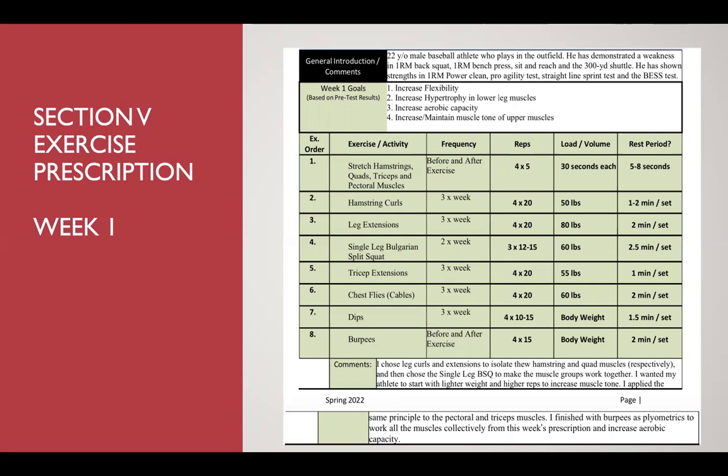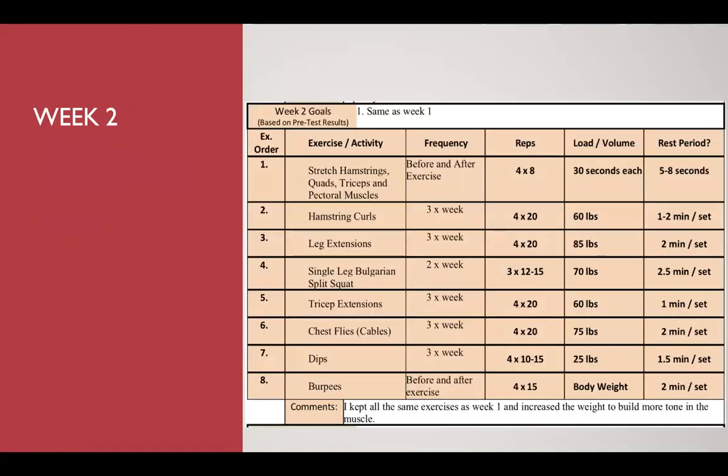So my comment, I chose leg curls and extensions to isolate the hamstring and quad muscles respectively, and then chose the single leg Bulgarian split squat to make the muscle groups work together. I wanted my athlete to start with lighter weight and higher reps to increase muscle tone. I applied the same principle to the pectoral and tricep muscles. I finished with burpees as plyometrics to work all the muscles collectively from this week's prescription and increase aerobic capacity.